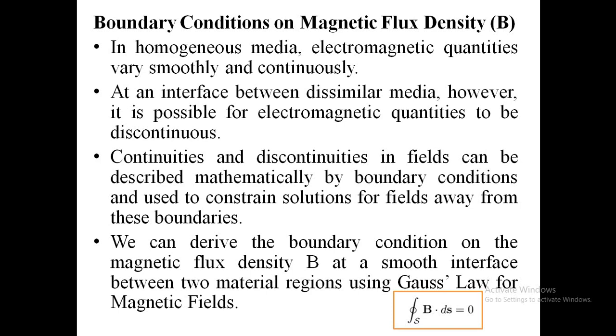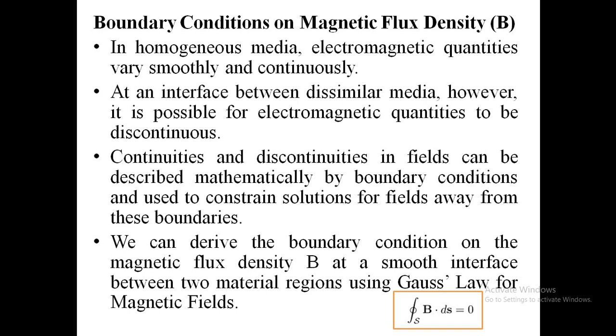In homogeneous media, electromagnetic quantities vary smoothly and continuously. At an interface between dissimilar media, however, it is possible for the electromagnetic quantities to be discontinuous. Continuities and discontinuities in such fields can be described mathematically by some boundary conditions and used to constrain solutions for the fields away from these boundaries.